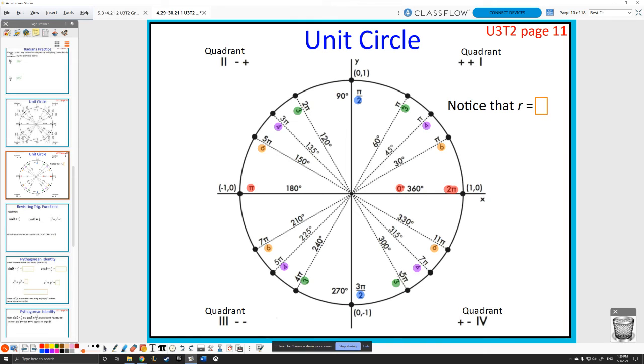Same thing with this, 5 over 3, right? So again, I'm not expecting you to necessarily memorize this unit circle. I do think it's very, very helpful to know how these numbers relate to one another. How do you get all these things?